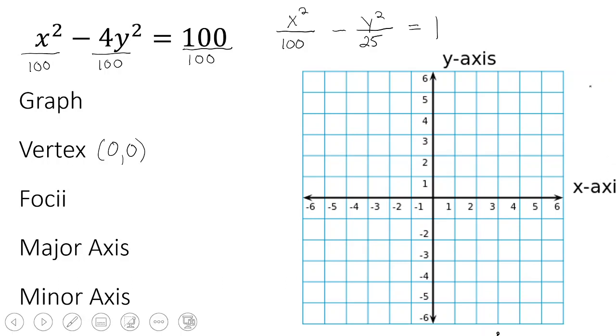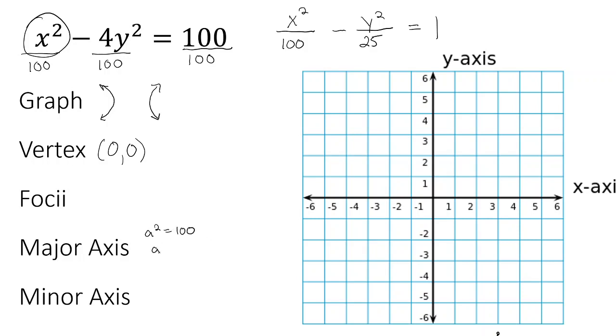So my vertex is at 0, 0, and it's going to open. Is it going to open horizontally or vertically? I'm asking you. I know, but I'm going to write it down in a minute, but I want you to know. Is it going to be horizontal or vertical? Well, here's the answer. It's going to be, you guessed it, horizontal. The reason it's horizontal is because x squared comes first. So the major axis, a squared, which travels on the x-axis because it's under x, is 100. So a equals plus or minus 10.